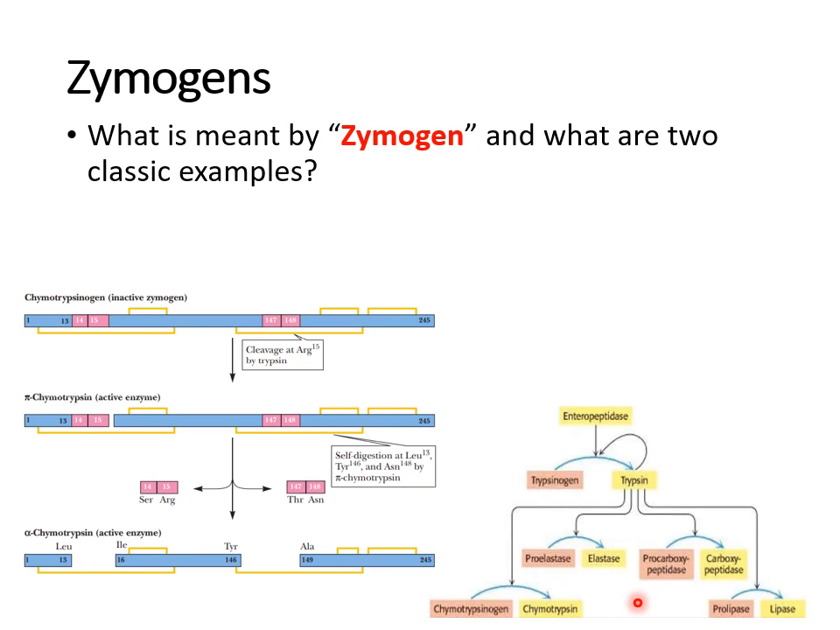Instead, you need them to become active only when they're in the small intestine, where their digestive properties are needed. And so that's where they get activated by cleavage of specific bonds. So trypsinogen and chymotrypsinogen, which are the precursor molecules of trypsin and chymotrypsin, are zymogens that will not be active in the pancreas, but then become active in the small intestine, because we don't want them doing damage when they're in the wrong place.